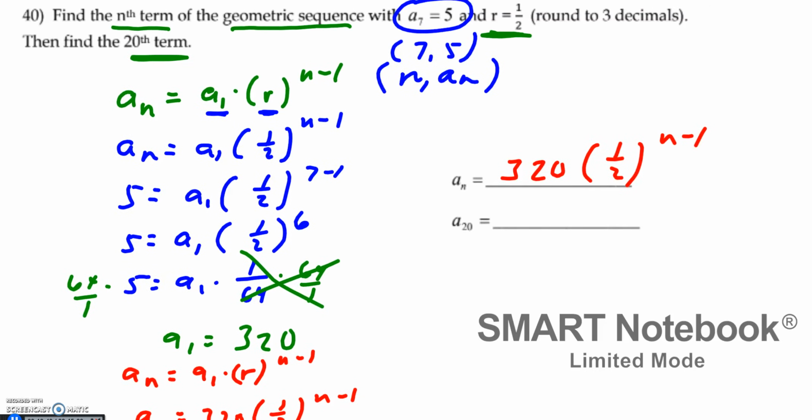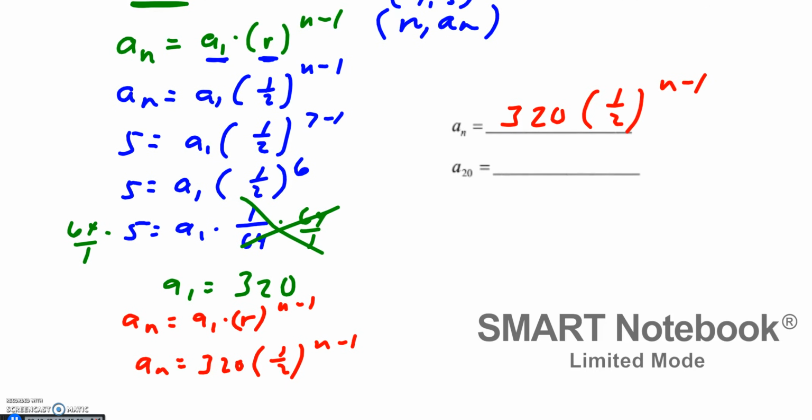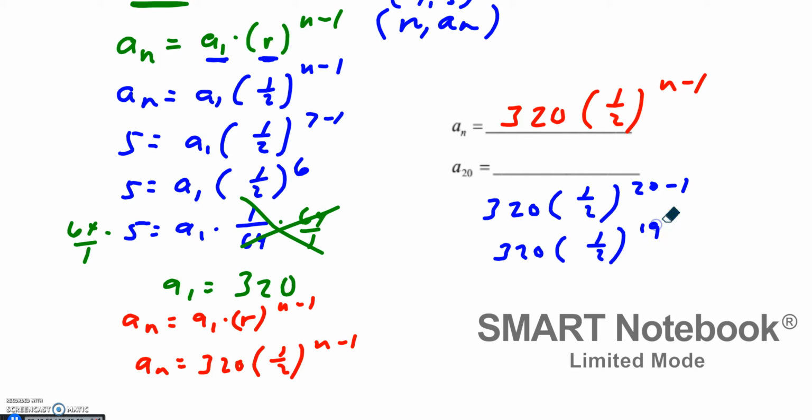And then the problem wants me to continue to find the 20th term. And so if I'd like to find a sub 20, all we're doing is taking the 20 and plugging it in for n. So we'd have 320 times 1/2 to the 19th power.